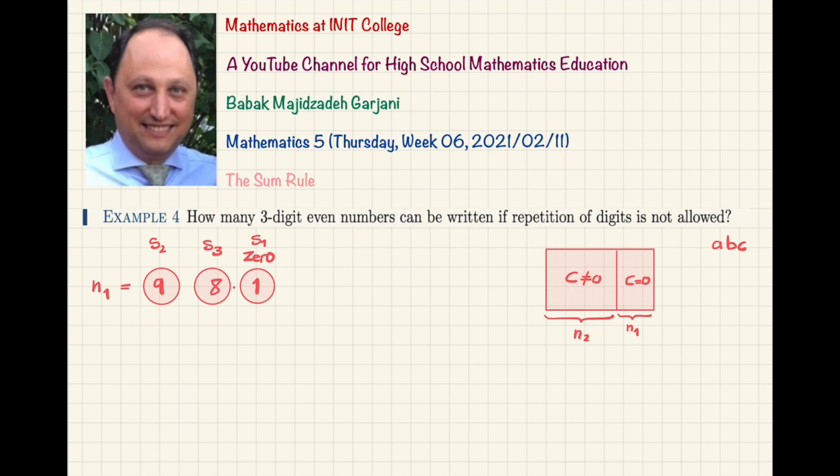And then if I multiply them by the product rule, be careful again, don't be careless. This number should be independent, of course it is, but this number should be independent of the choice that I have made here. And it is clear that this is independent, so this tells me that the number of elements in the first part is 72.